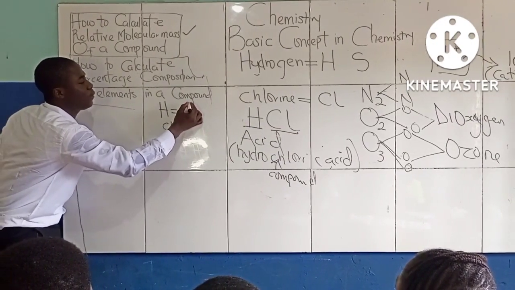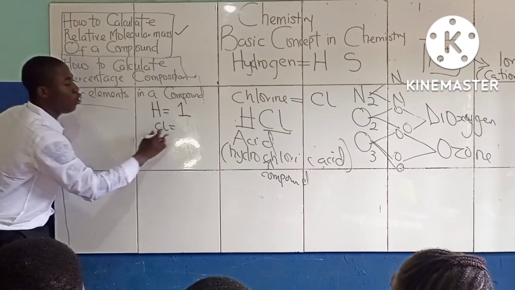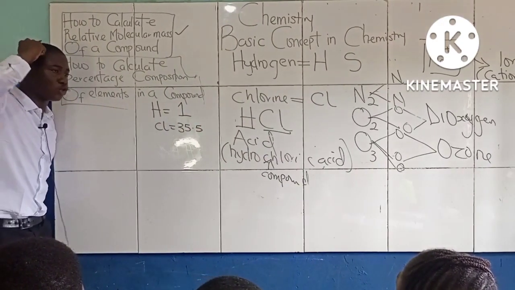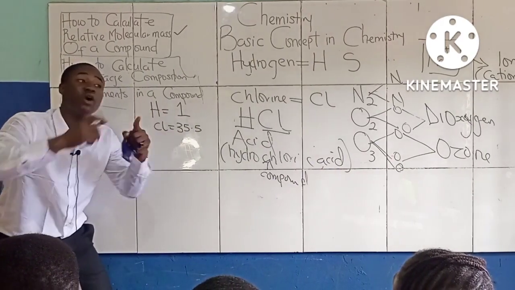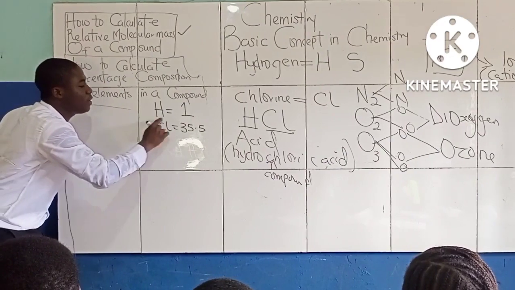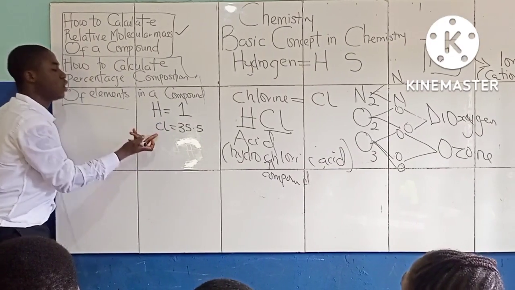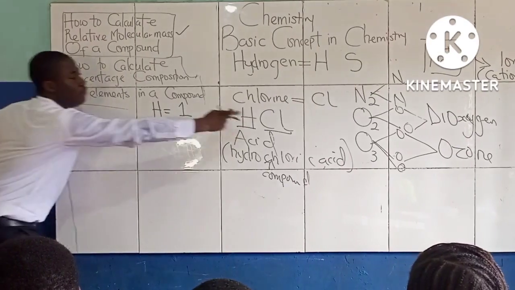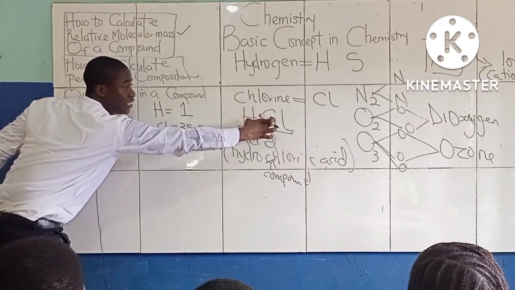Now, hydrogen atomic mass is 1. Chlorine atomic mass is 35.5. It is something you must know. You've seen it now. You don't need to forget it another time. Are you getting me now? So whenever you're asked, what's the atomic mass of hydrogen? What will you say? 1. What's the atomic mass of chlorine? 35.5. So how do you calculate relative molecular mass of this compound?